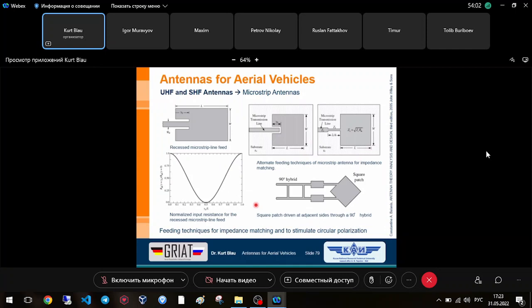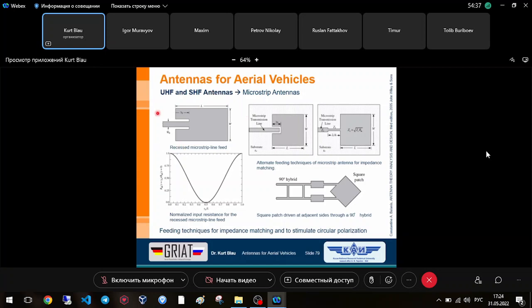In our case, we discuss frequencies much higher, let's say 1 gigahertz or higher, and we again use substrate material with a higher permittivity, let's say 2.7 up to 10. This is the permittivity, and the higher the permittivity, the smaller the patch element. It's clear.